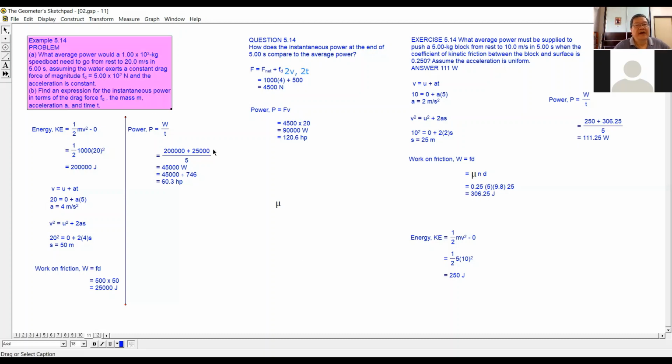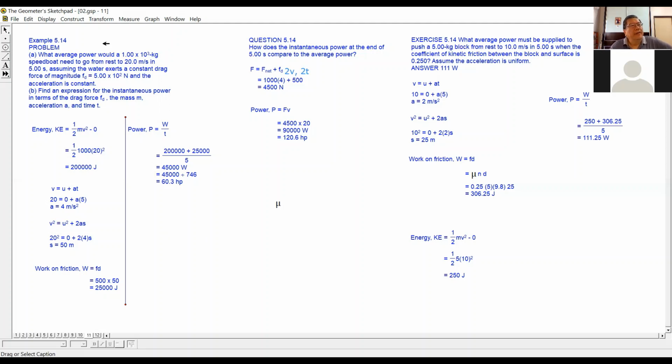You read this example 5.14. What average power would a 1 times 10 to the power 3 kg speedboat need to go from rest to 20 meters per second in 5 seconds, assuming the water exerts a constant drag force of magnitude F equal 5 times 10 to the power 2 newtons, and the acceleration is constant? Find an expression for the instantaneous power in terms of drag force, the mass, acceleration, and time.